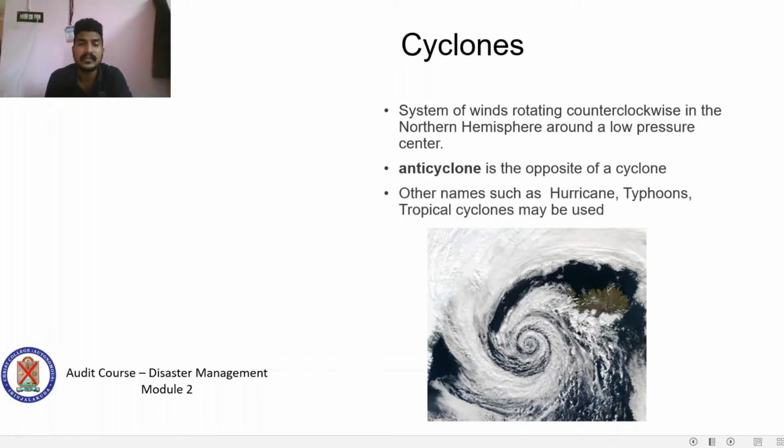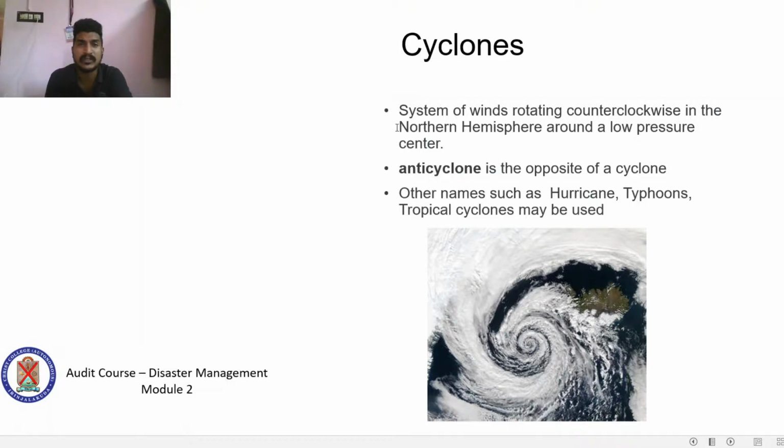And an anticyclone is the opposite of the cyclone. It is a system of wind which rotates clockwise in the northern hemisphere and around a center of high pressure. Air comes in from above and sinks into the ground. The high pressure center generally has fair weather systems.